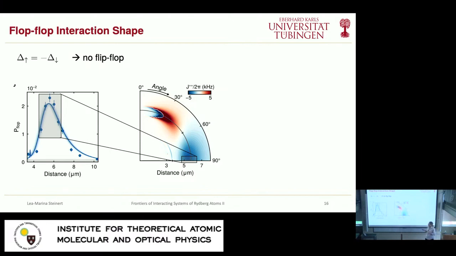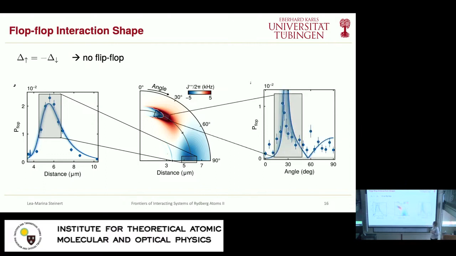So indeed, our data points nicely reveal the expected interaction shape. And in the next scan, we actually want to tune also the angles of the interactions, right? So we prepare them at a fixed distance and now vary the angle of the tweezer groups. And this is what you see here on the right-hand side. And indeed, we see an increased flop-flop probability around those Rydberg pair state resonances.